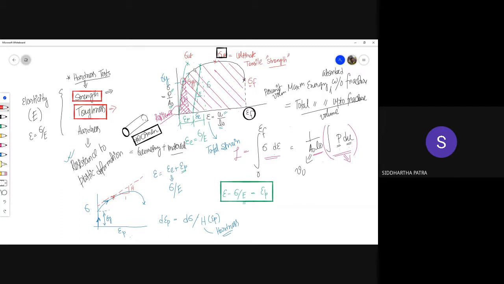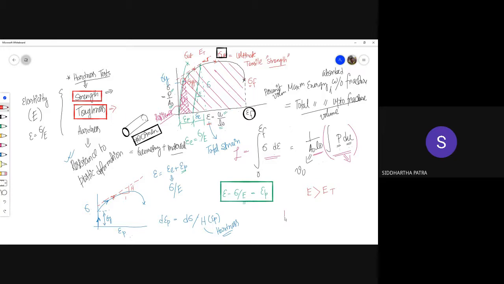Okay, and the slope of the stress versus total strain diagram is called the tangent modulus. This slope is called the tangent modulus. As you can see, it is much smaller than the slope in the elastic part, which is the Young's modulus. So the tangent modulus is much smaller than the Young's modulus.